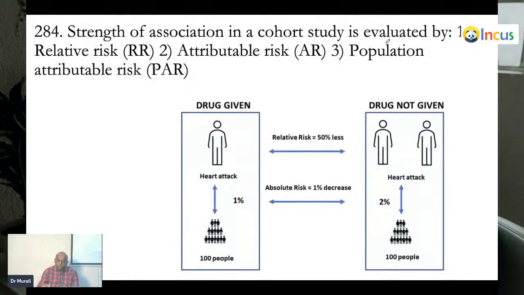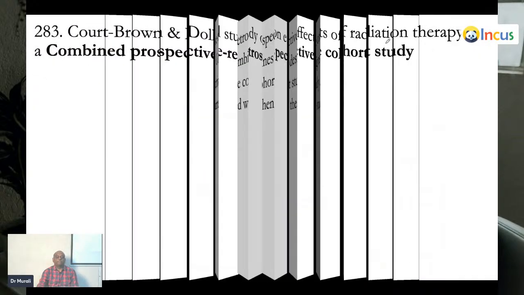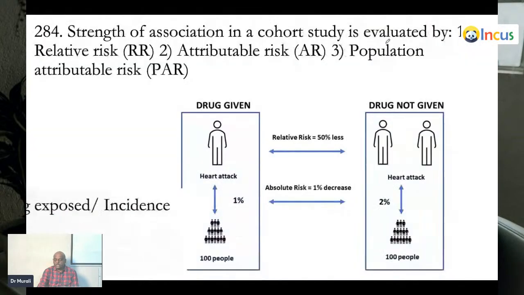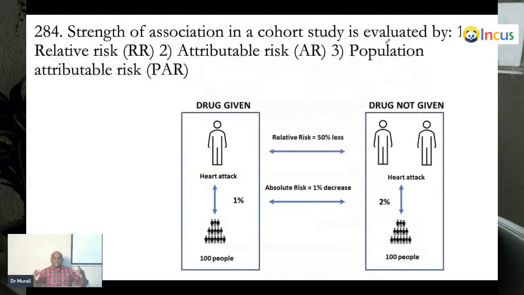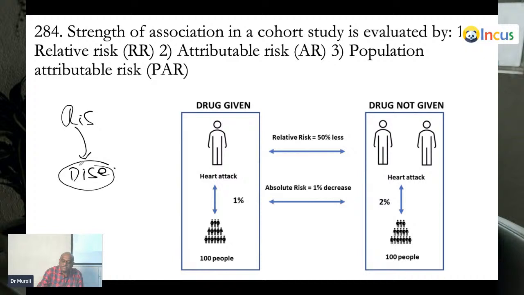So, how do you calculate the strength of association in a cohort study? You have a risk factor, you have a disease. Just a disease, risk being associated with disease is not enough. How strongly is it associated is what you need to know, which is called strength of association.